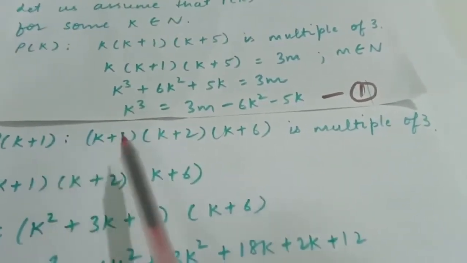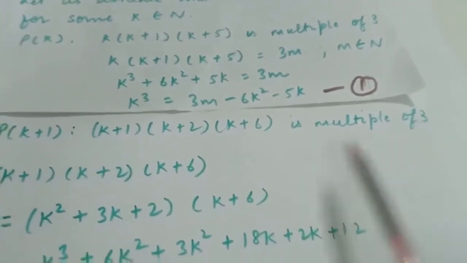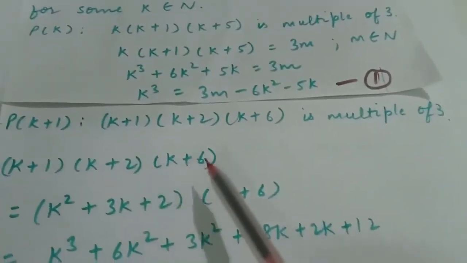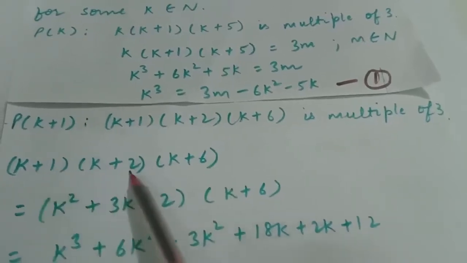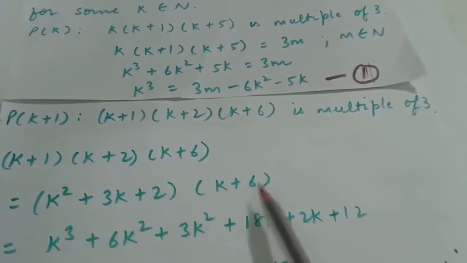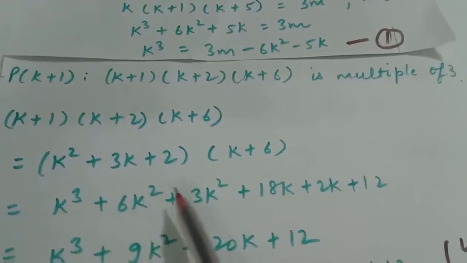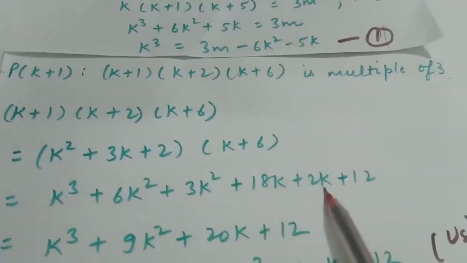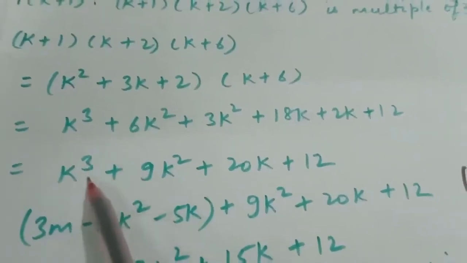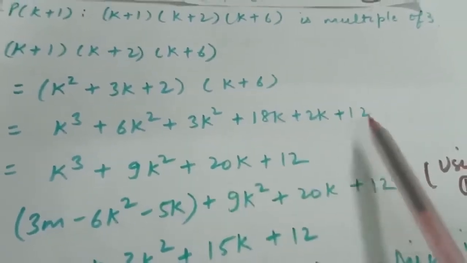So Pk plus 1 will be: k plus 1 into k plus 2 into k plus 6 is a multiple of 3. This we wanted to prove. So we will take k plus 1 into k plus 2 into k plus 6. Multiply the first two terms, you will get k square plus 3k plus 2 into k plus 6. Now multiplying these, you will get k cube plus 6k square plus 3k square plus 18k plus 2k plus 12. Solving this, it will be k cube plus 9k square plus 20k plus 12.